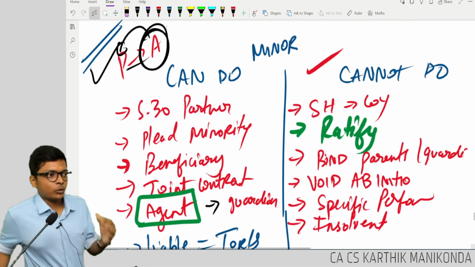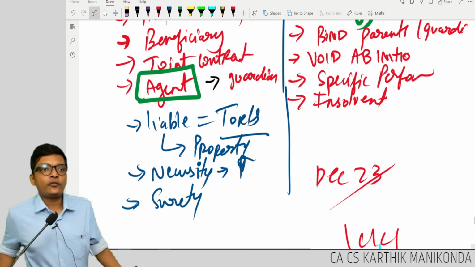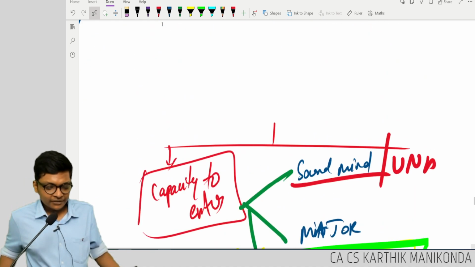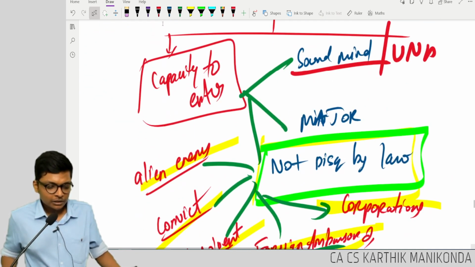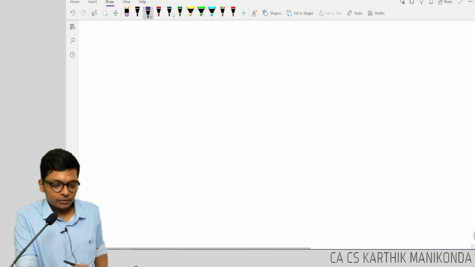Then these are the things a minor can do and what a minor cannot do. Are you following, guys? Clear? Understanding? So with this we are done with the first point, which one? Capacity to enter into a contract. Next one, guys. What is the next one?